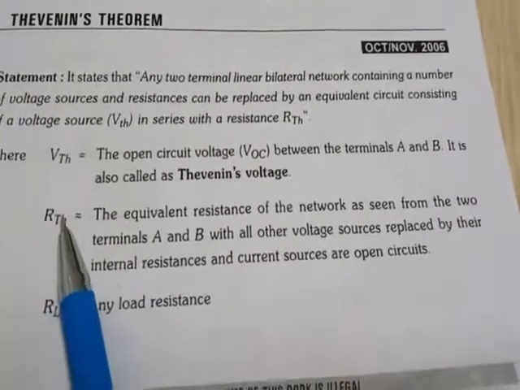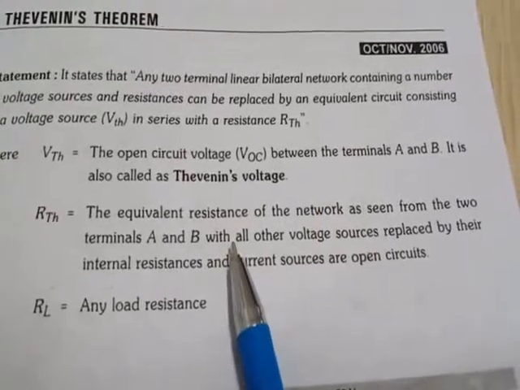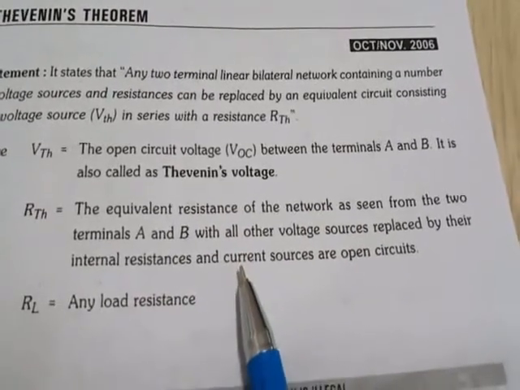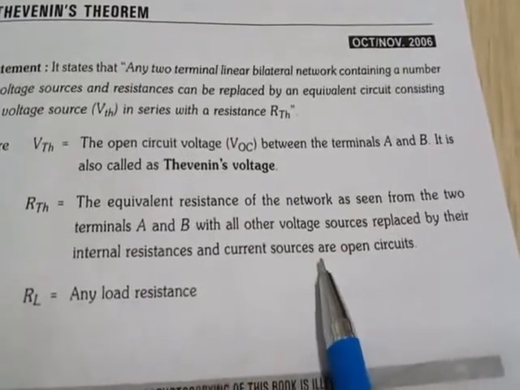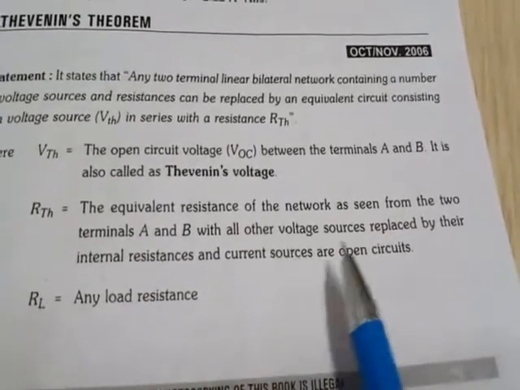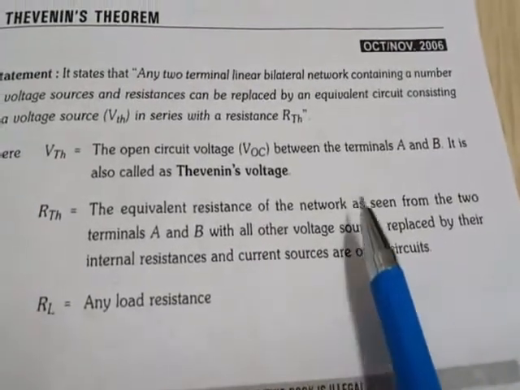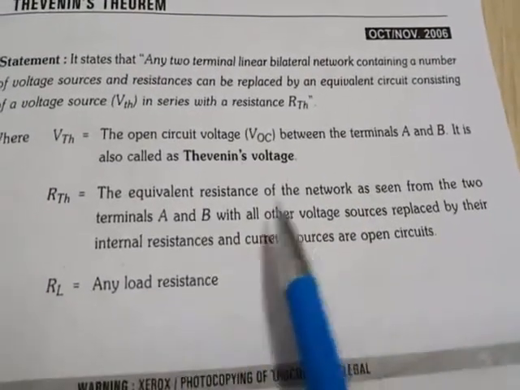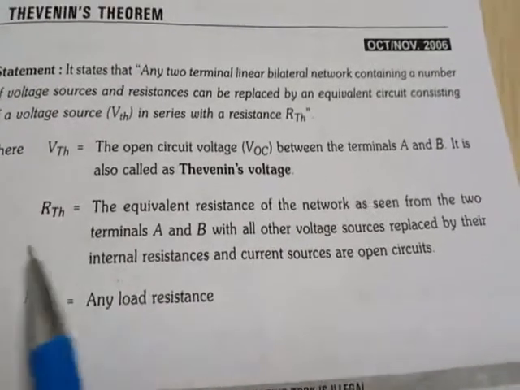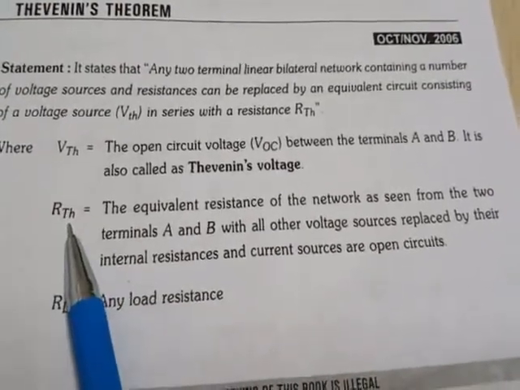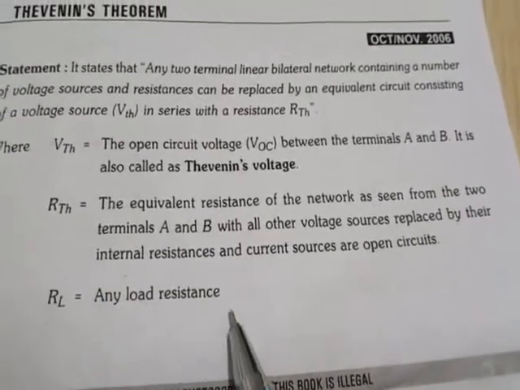So how do you find R Thevenin? In the circuit, if there are voltage sources with internal resistance, you have to short circuit the voltage source and replace it with its internal resistance, and if there is any current source, it has to be open circuited. The resultant circuit will have only a resistive network, and that resistive network has to be resolved in order to find RTH, which is called R Thevenin, and RL is called the load resistance.